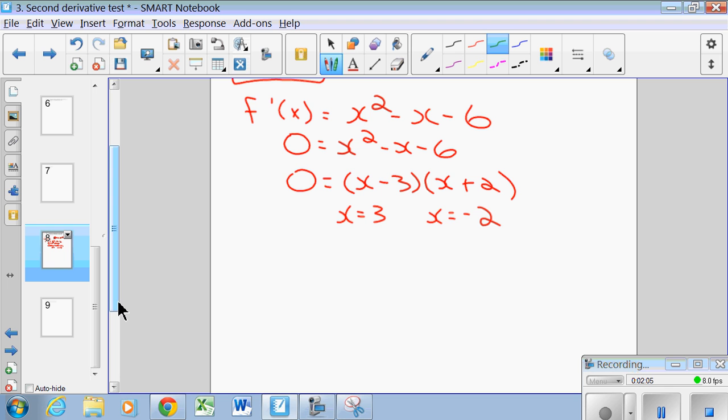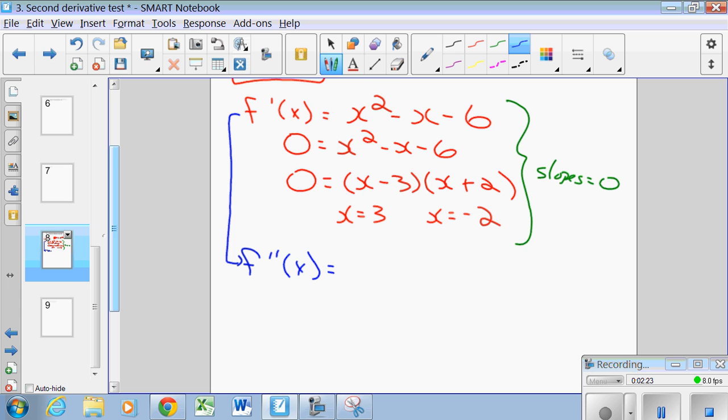So again, the first thing you've done only is you found where your slopes are 0. So that's kind of thought number 1. These are your slopes equaling 0. Second thought now, my second derivative. So if I go back to my first derivative, take a derivative again of that. So the derivative of x squared is 2x, and then the derivative of negative x is negative 1, and the derivative of 6 is 0.